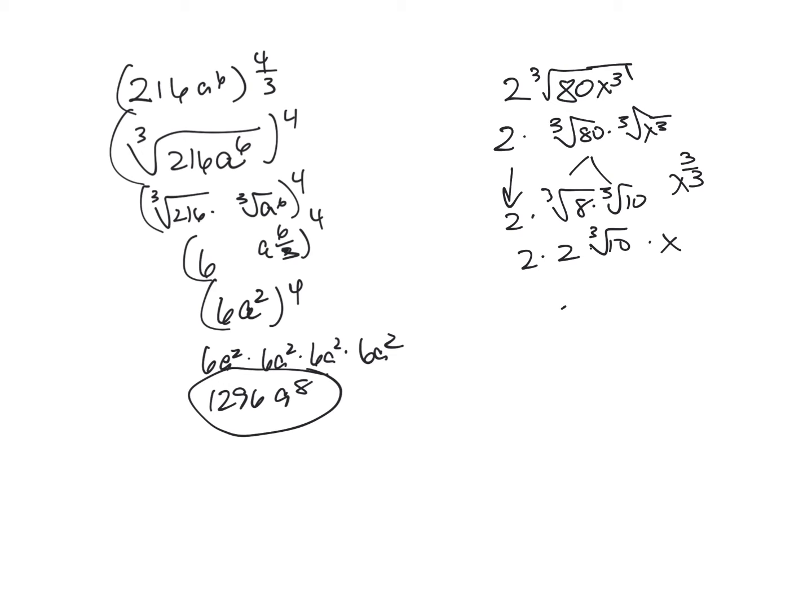All of your whole numbers come to the front, so 2 times 2 is 4. Your x is whole, so it comes to the front as well, times the cube root of 10. Okay, let's look at another one. So let's look at division.